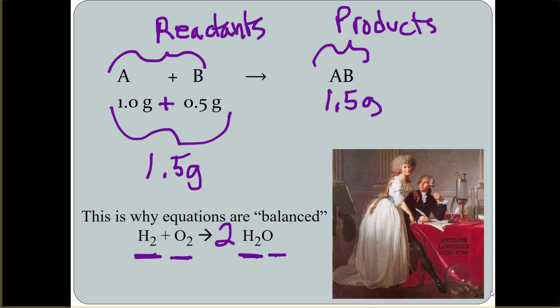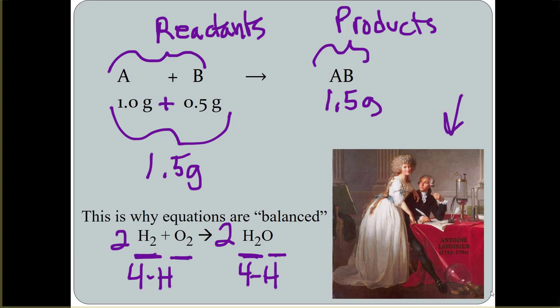This now changes my hydrogens. So I have 2 times 2, 4 hydrogens on this side. So I need to put a 2 on this side to get 4 hydrogens on this side. So this is balanced according to atoms. I have 4 hydrogen atoms on each side and 2 oxygen atoms on each side. So my law of conservation of mass is conserved.